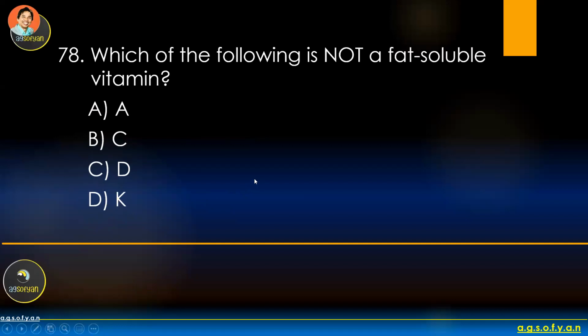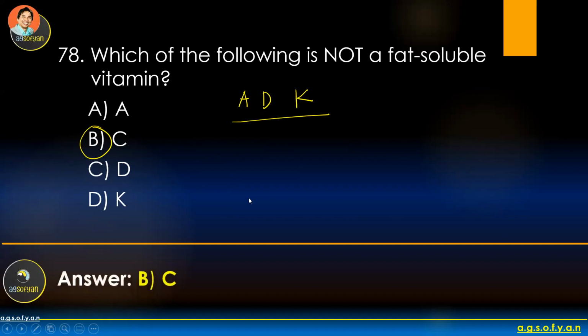Which of the following is not a fat-soluble vitamin? A, C, D, K. Okay, fat-soluble vitamins are vitamins that are soluble in fat, not in water. They consist of A, D, and K. So the one that is not will be C over here. So vitamin C is a water-soluble vitamin.